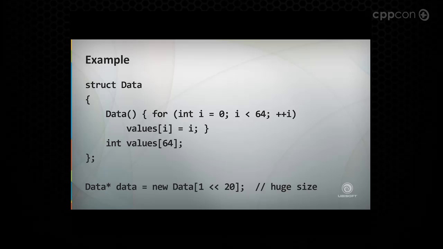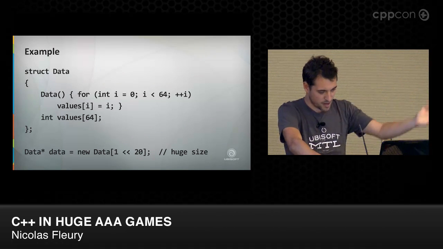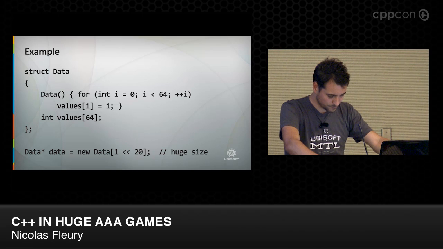One way of doing that is by understanding the hardware. So I want to give a quick example, very simple. I have a structure. It's basically an array of integers with a bunch of different values. Then I make a huge array. The exact size doesn't matter. In that case, it's 1 meg of objects of that type.